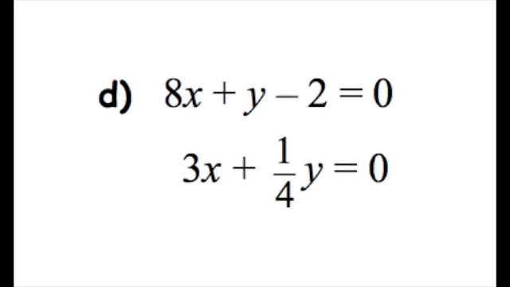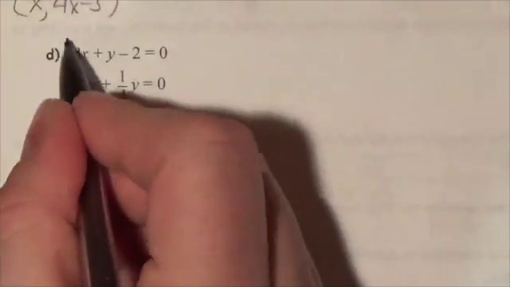Solve the following system by substitution. 8x plus y minus 2 equals 0. 3x plus 1/4 y equals 0. So this question right here, when we take a look at equation 1 and equation 2, we're going to isolate a variable.